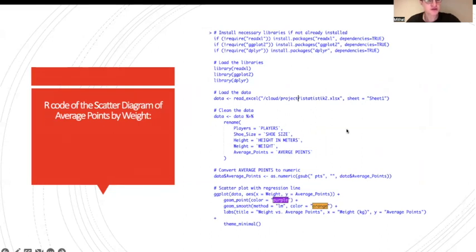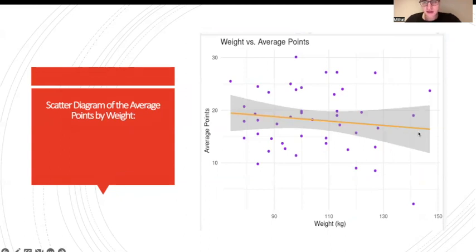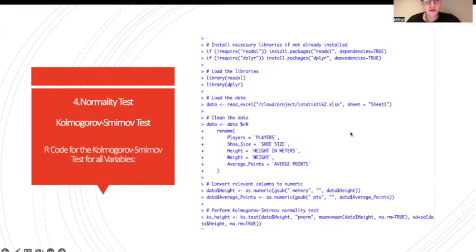Here we can see the R code for the scatter diagram of average points by weight. As the orange line shows, there is a negative slope, and as weight gets higher, average points gets lower, but it has a minimal impact. Here in this R code, we can see our normality test.